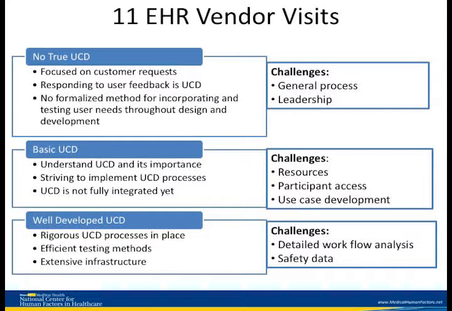And the third category is this well-developed user-centered design group. They have rigorous user-centered design processes in place. They've really figured out a great infrastructure to get their testing done. They can get participants easily. They're doing a lot of remote testing. They figured out all the efficiencies here. And roughly 1/3 of the vendors fit in each one of these categories.